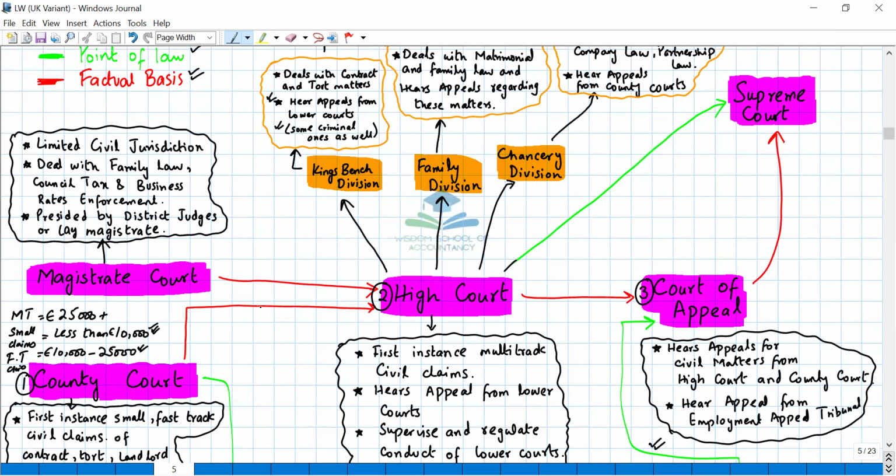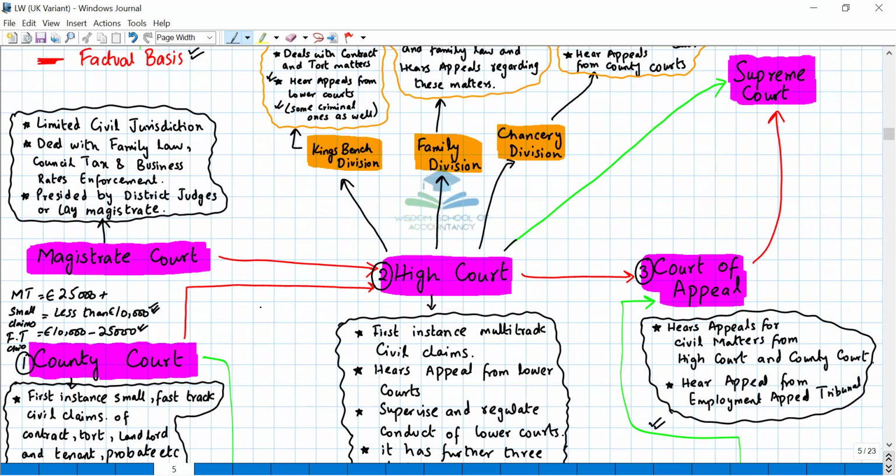Now the highest court of the UK is the Supreme Court. Before Brexit, when the UK was part of the European Union, the European Union court was the supreme authority that had the most influence over all the courts in the European Union. But because the UK is no longer part of the European Union, the Supreme Court is the highest court. Now, the job of the Supreme Court is to hear appeals from either the Court of Appeal or the High Court.